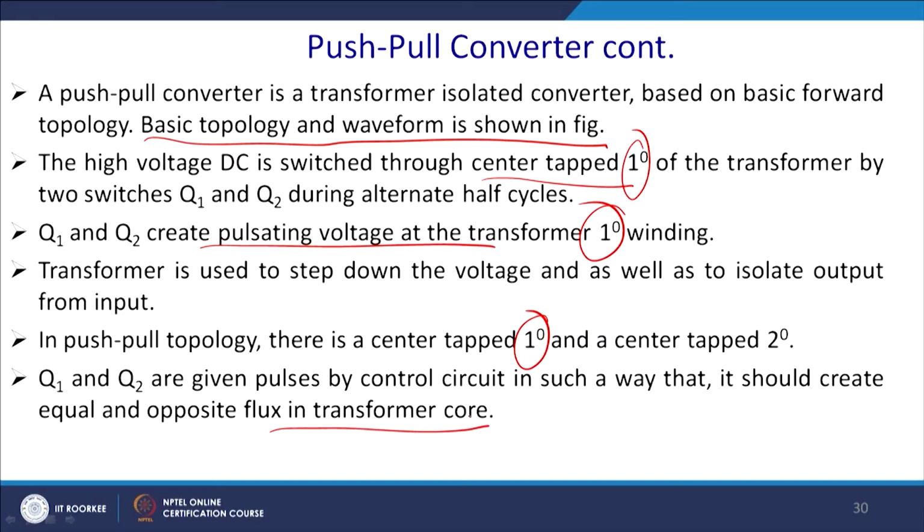So, you need not wait for a resetting winding to reset the flux of the transformer. There is no chance of saturation of the transformer, and you can take the duty cycle quite high. So, let us talk about the first mode of operation.